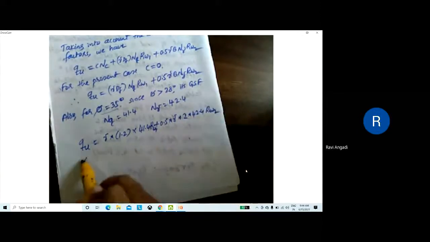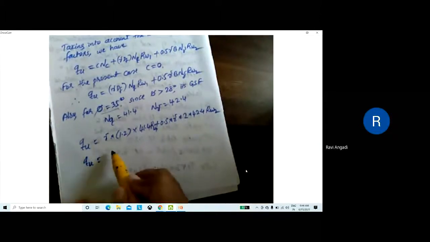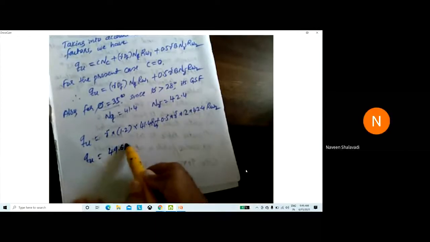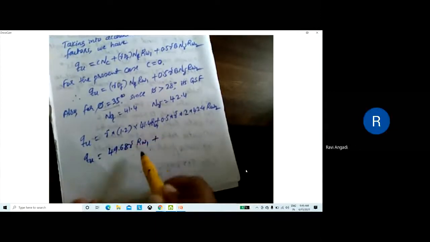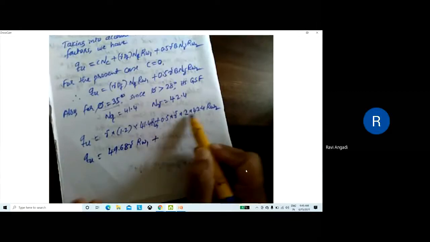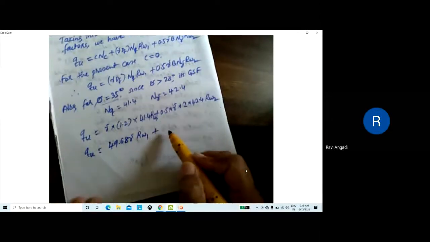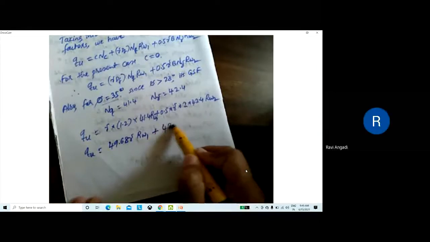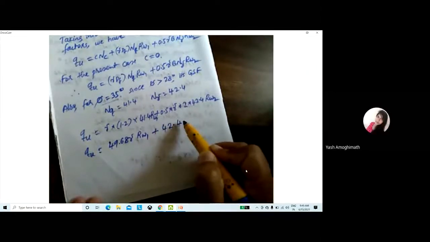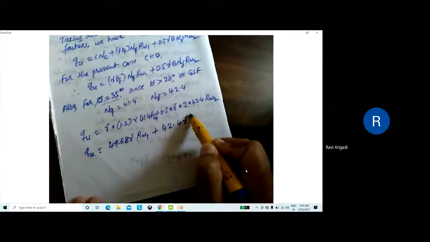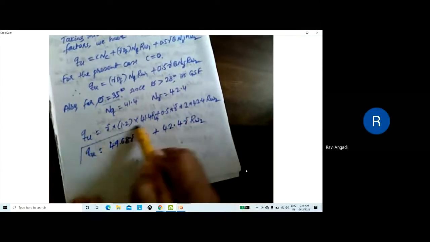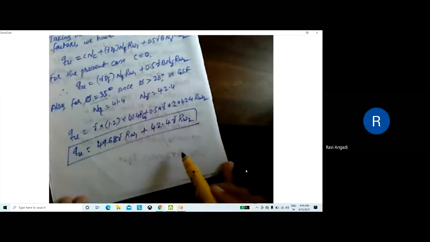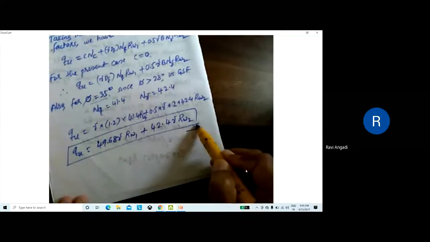Then QU will be what? Multiply this one. Is it 49.68? Yes, sir. Gamma RW1 plus, what is the second term? Multiply this one, second term. 42.4, gamma RW2. Okay, this equation. Let us call this equation number 1.